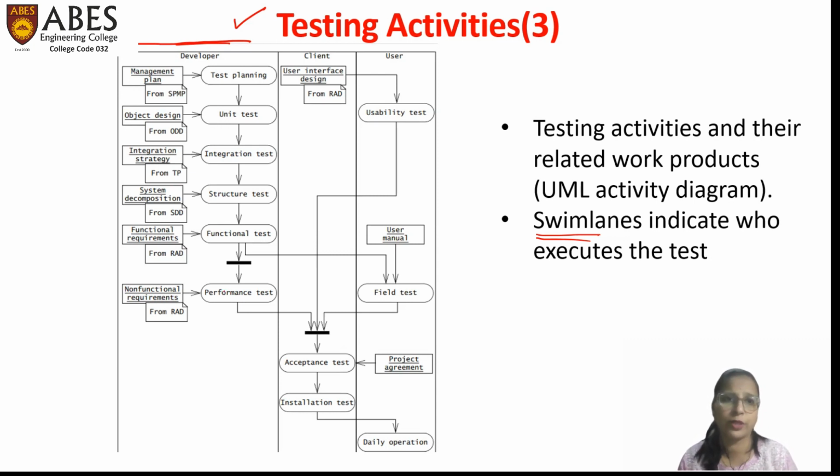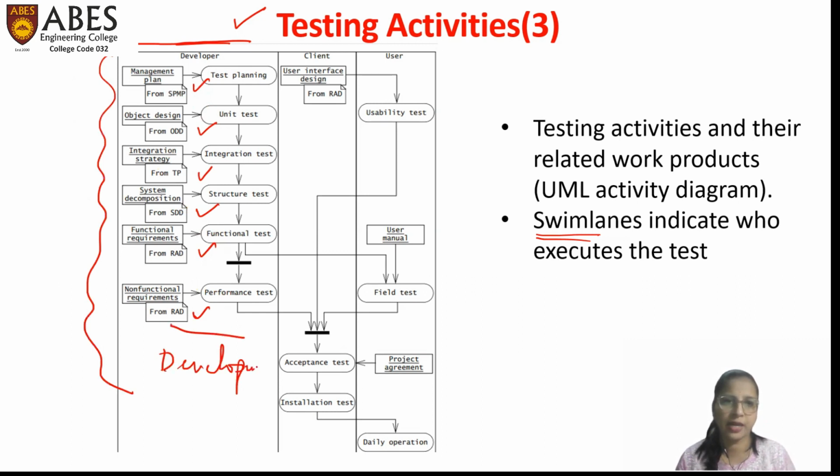This is the part of the developer, where the developer plans the test, the unit test is performed, then the integration test. This all goes in a flow. Then structural testing is performed, then functional testing, then performance testing. This is the lane of the developer, which is going on at the development side, that means the company, the software company site, right?